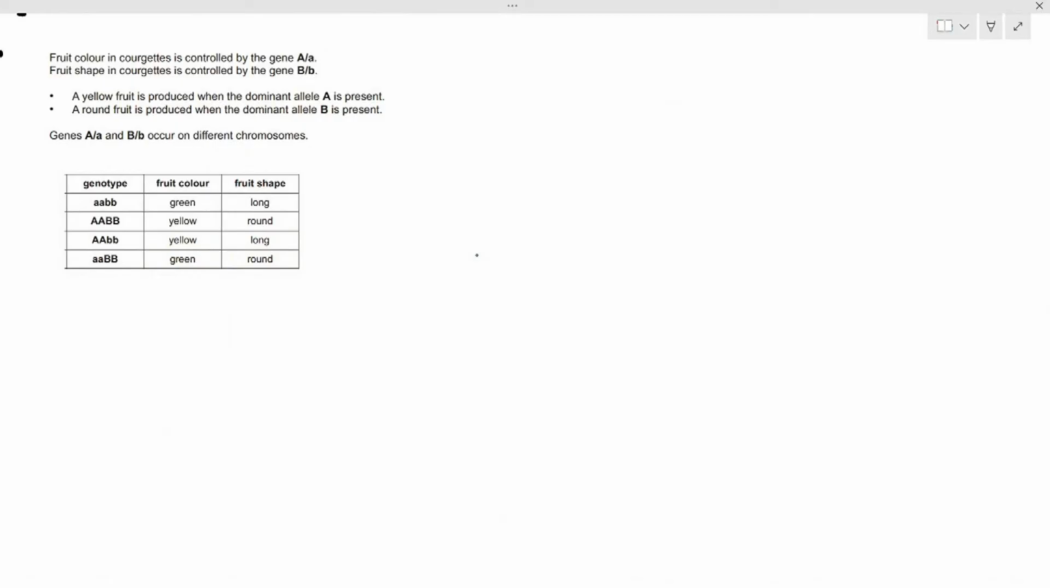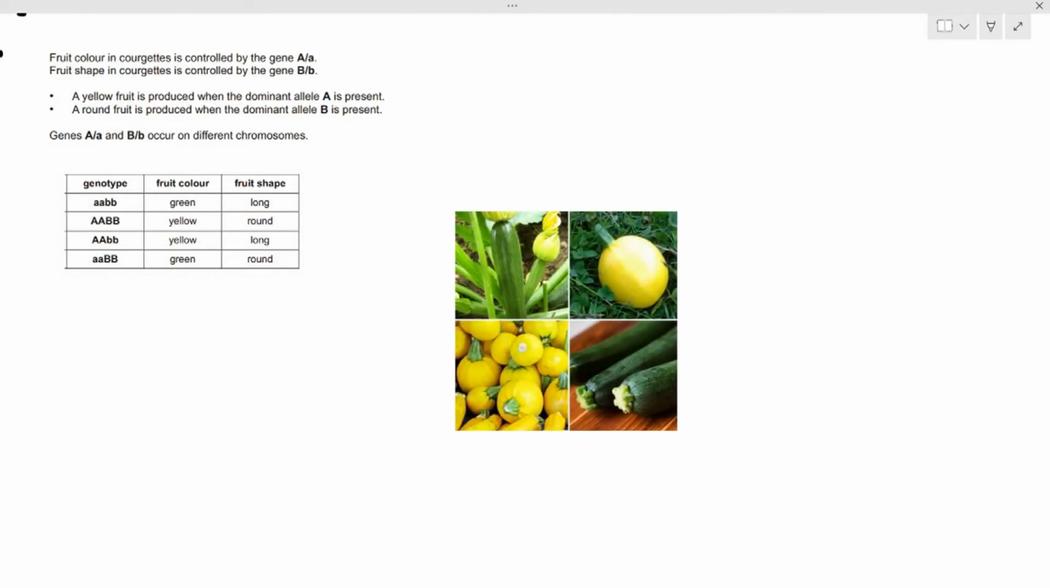So, the fruit color in courgette is controlled by the gene capital A small a. Some students will ask the question, what the hell is a courgette? A courgette is, I guess you can say, a variety of vegetables. Zucchini is an example of a courgette, by the way. If I'm not mistaken, it's a class of vegetables like squash, zucchinis. If I'm not mistaken, pumpkins fall under courgettes as well. I might be wrong, but yeah.